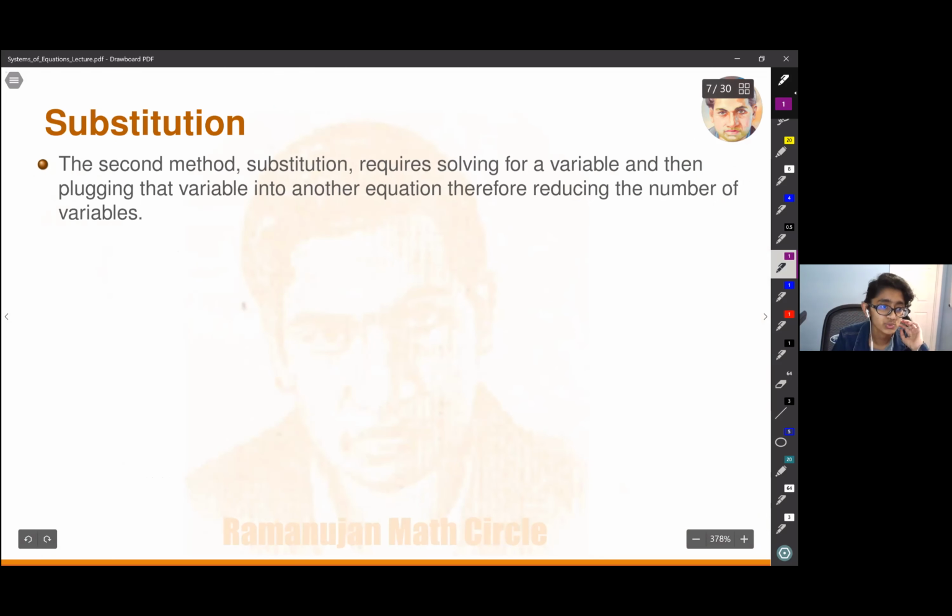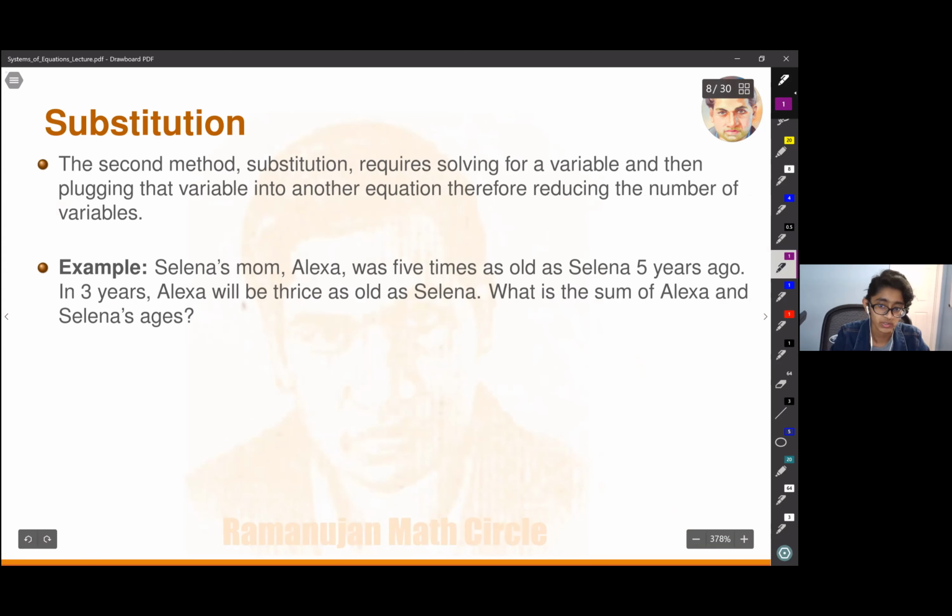Now let's move on to the powerful substitution method. Substitution basically involves solving for one variable. You're going to isolate one variable and get it in terms of the other variables, and then take that value and plug it back in. So in essence, let's look into an example in order to demonstrate this method of substitution.